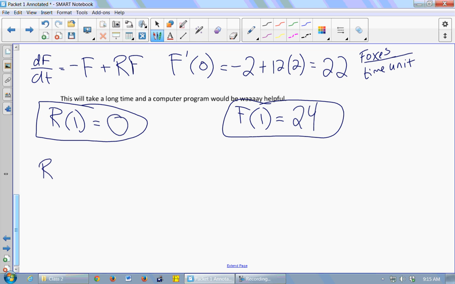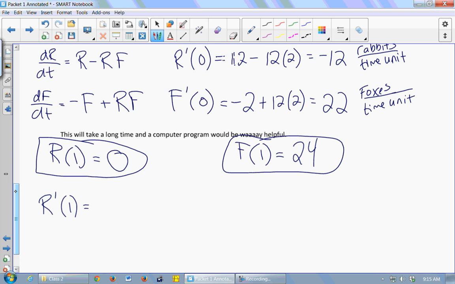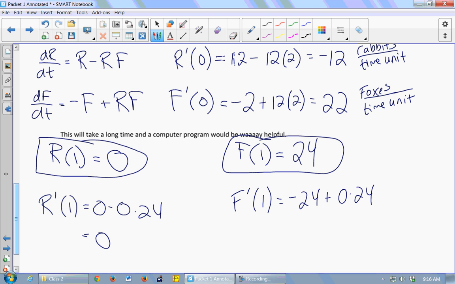I would do r prime of 1, and my formula would be 0 minus 0 times 24. The rabbit population is not changing. And then my fox population, f prime of 1, plugging in my values of f and r at 1 now, would be negative 24 plus 0 times 24 is negative 24.